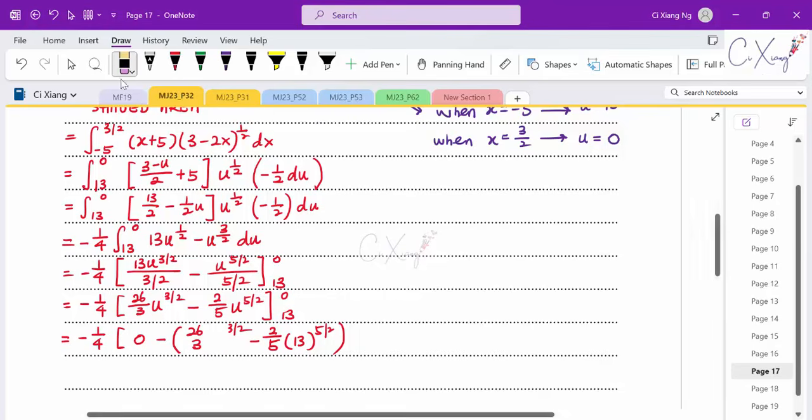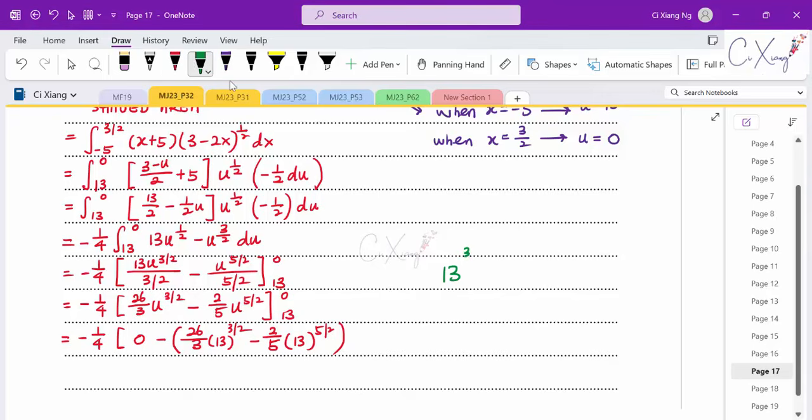For those who are using the ES calculator, you might not have a problem simplifying 13 power 3 over 2 and 13 power 5 over 2, because your calculator might help you simplify it already. Let's have a look. If I'm having 13 power 3 over 2, what do I get? Oh, I also didn't get a nice value. So maybe now we need to learn how to simplify it nicely.